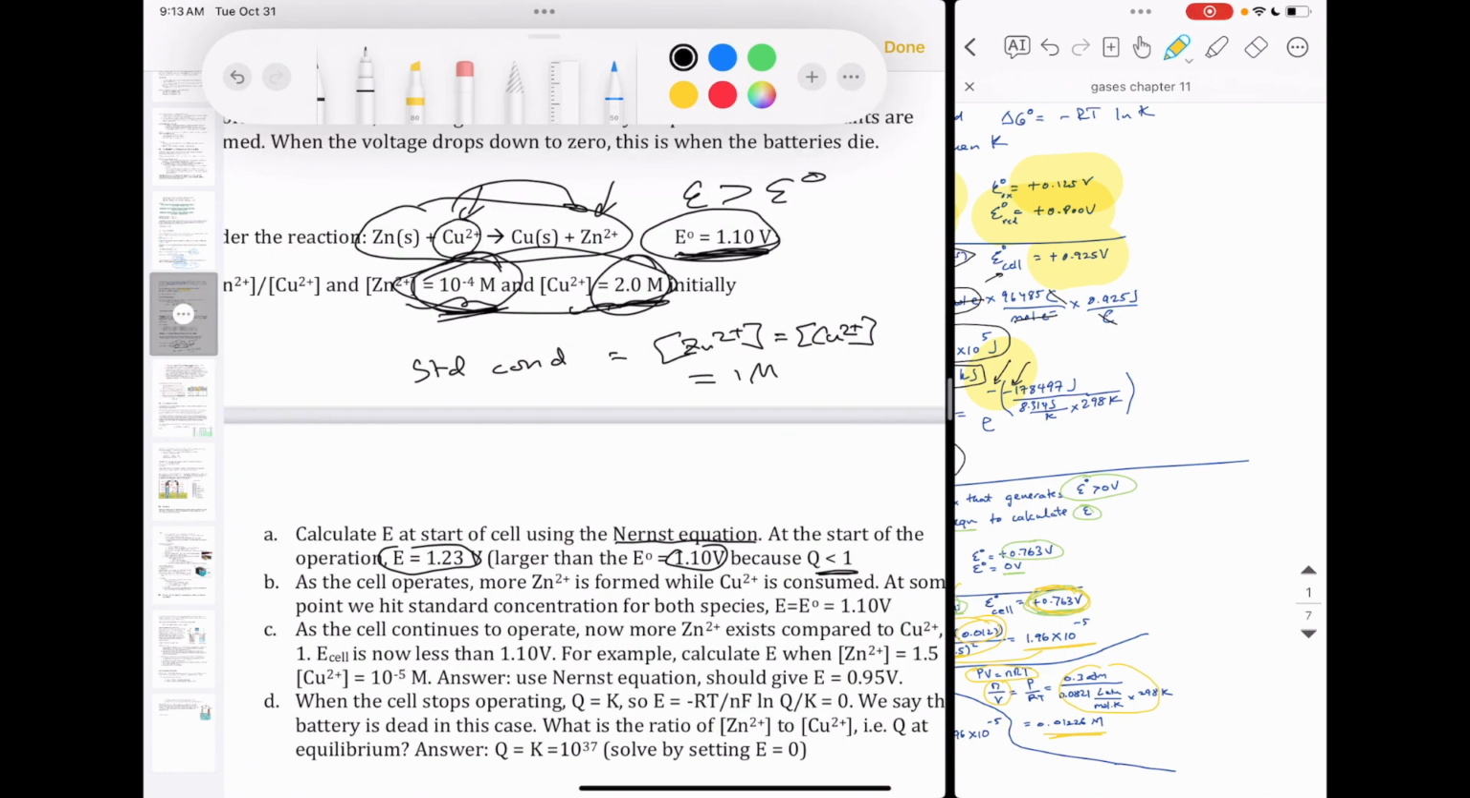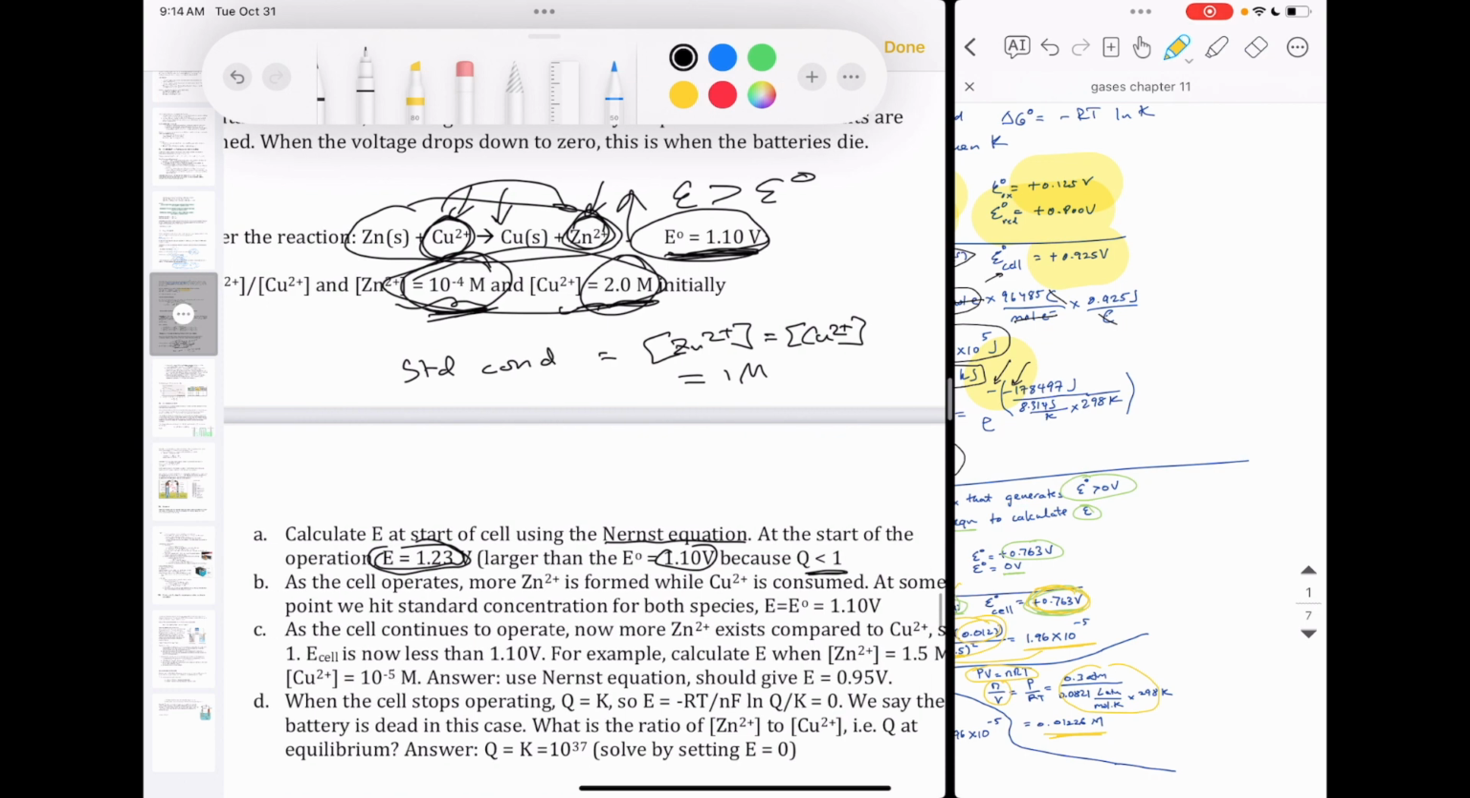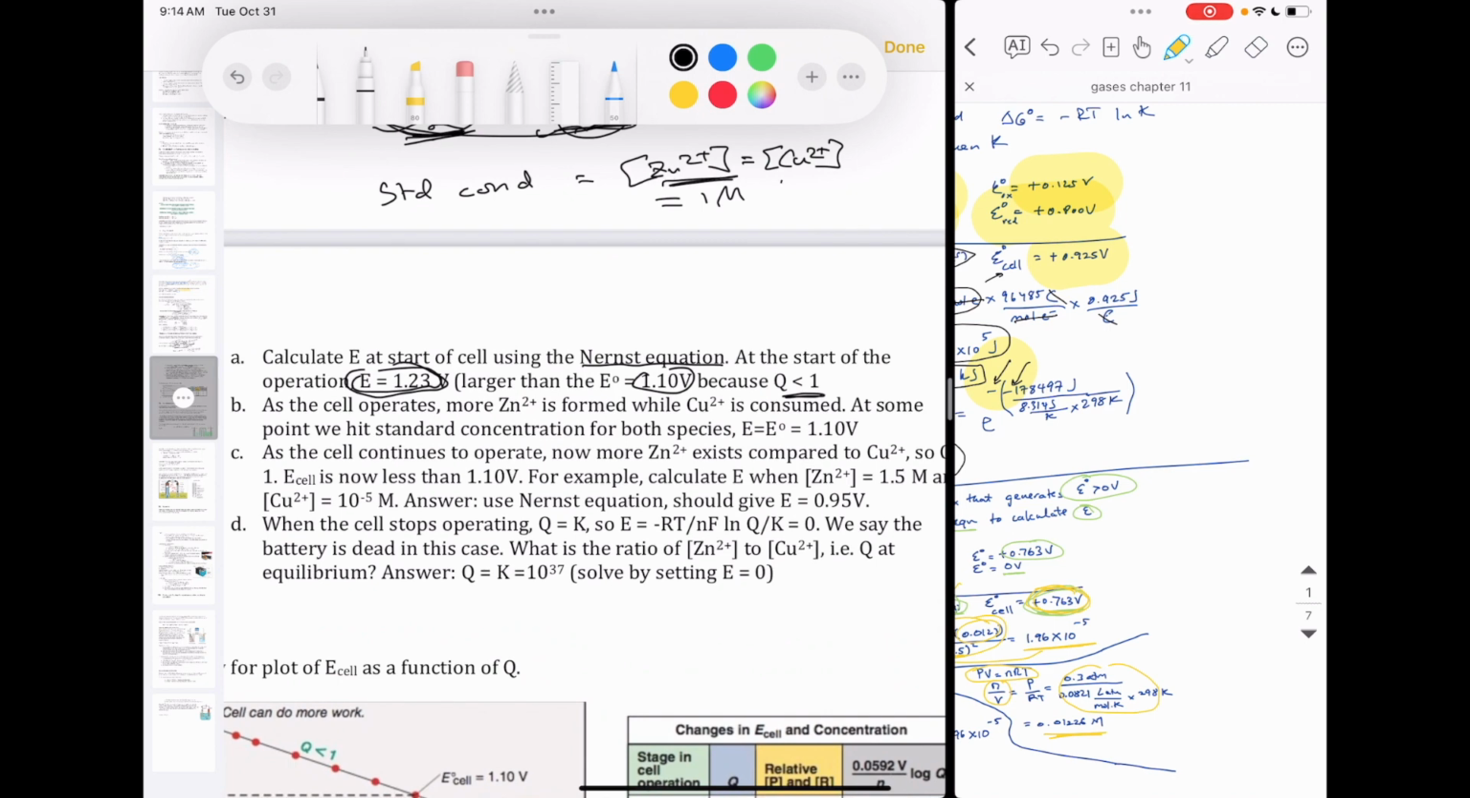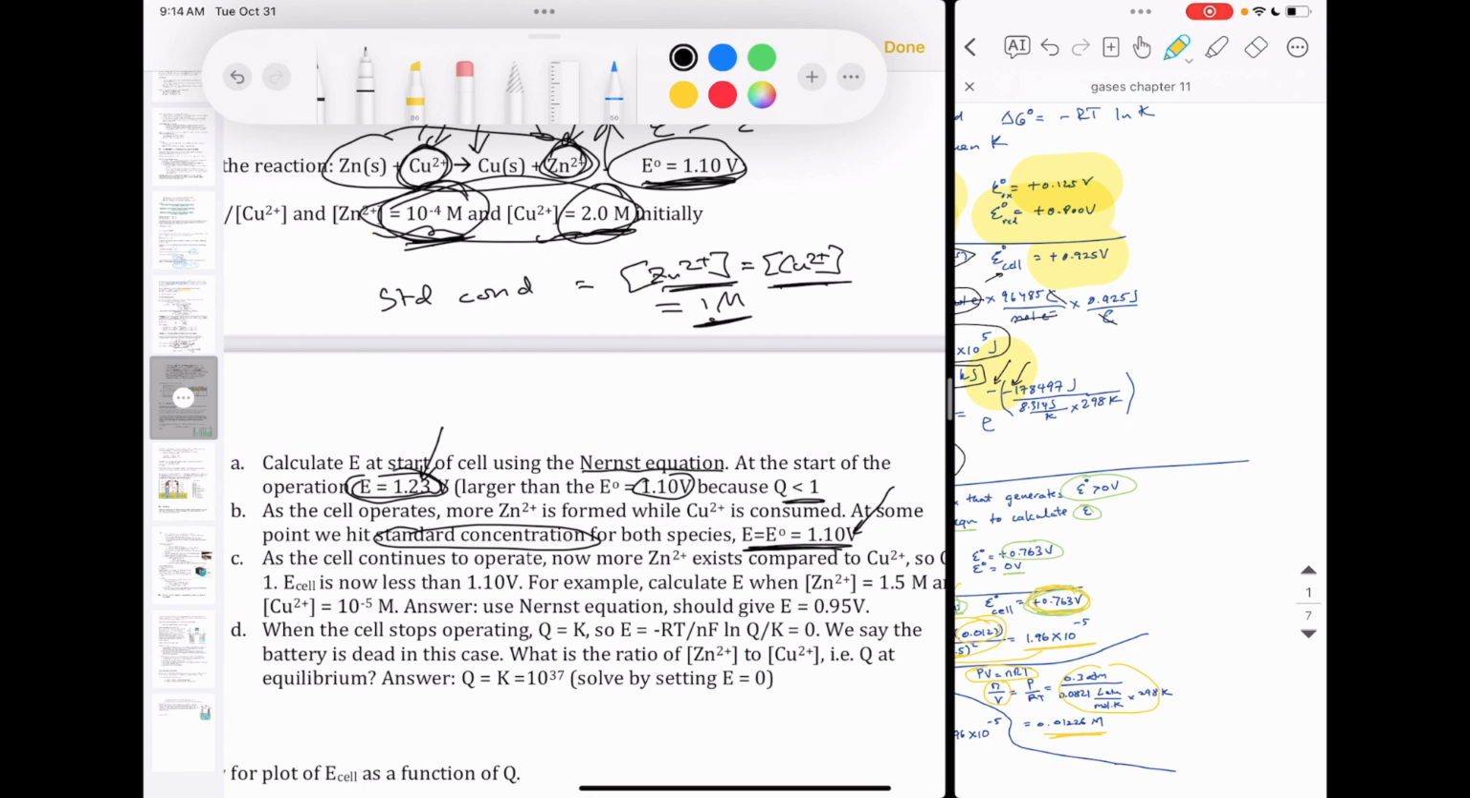Now, as you run your battery, what do you expect to happen? Well, more of this reaction will occur, so the copper concentration will go down, the zinc concentration will go up, right? As you're using your battery, electrons are going to flow, so we expect reactant to come down, product to go up. So at some point, as you're using it, the voltage is going to drop, right? If you use it so that the two concentrations are both equal to 1 molar, then you are at standard concentration for both species. So your E and E naught are equal when the concentration of those two ions are equal to 1 molar. Okay, so the voltage is dropping. Initially it's 1.23 volts, now it's 1.1 volts.